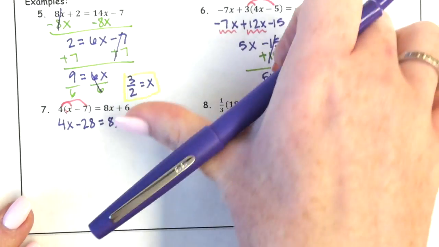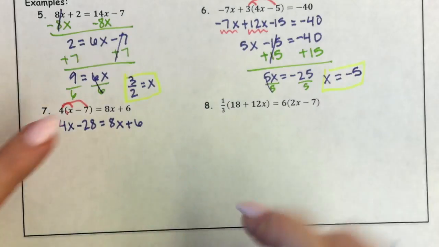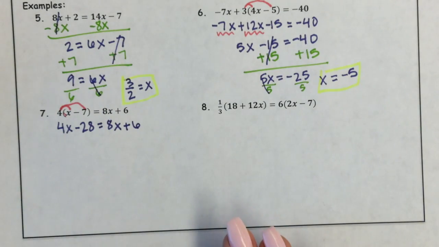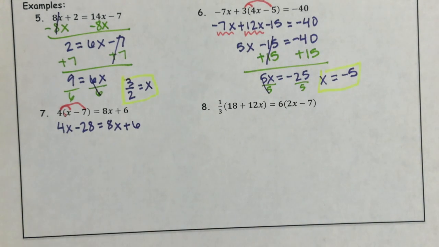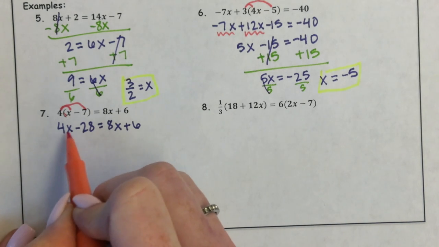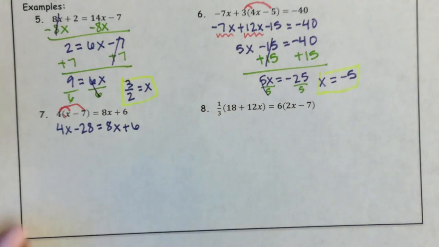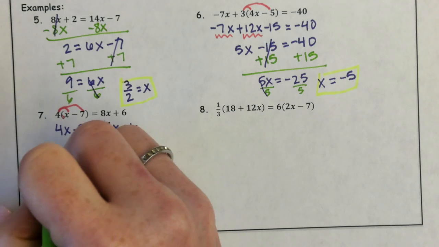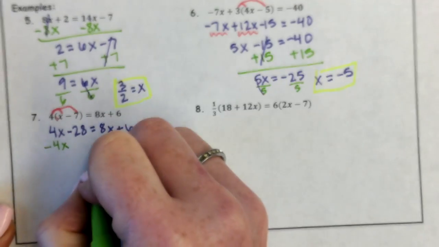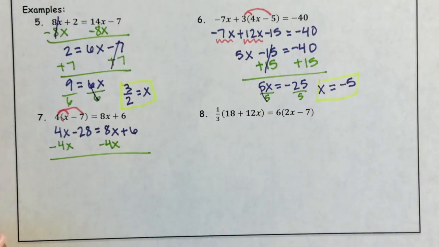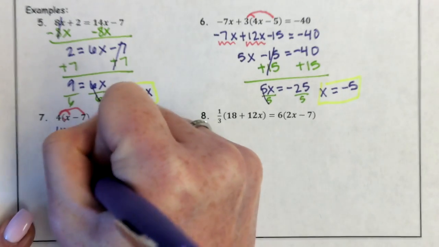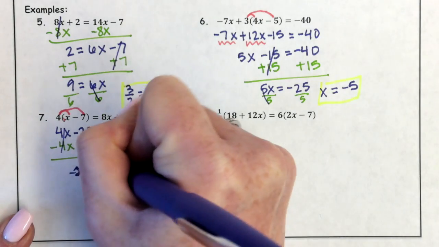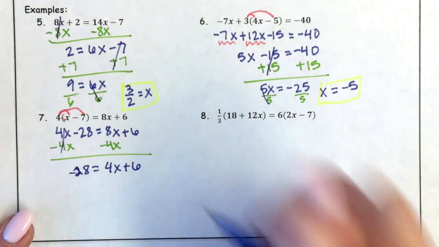And now I need to check. Is there anything to combine on either side of the equation? Any like terms? No, not on this one. So now I'm ready to send my variables to one side, my numbers to the other. So I'm going to take this smaller x, this positive 4x, and I'm going to subtract it to move it to the other side. That's gone. I'm left with negative 28 equals 4x plus 6.